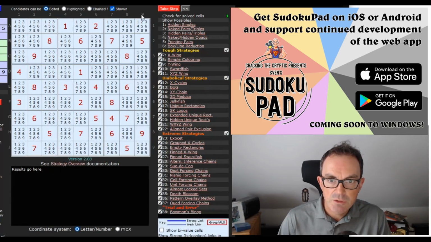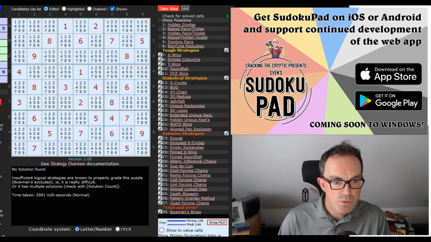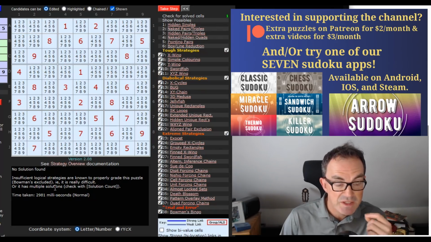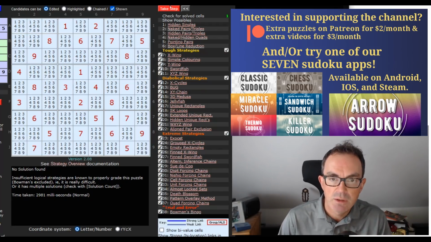I have to click grader, I'm told, so I'm going to do that now. And we shall see... no solution is found. I don't know what that means. That might mean I've put it into the solver incorrectly. Let me just read what this says. Insufficient logical strategies are known to properly grade this puzzle. Bowman's excluded. Bowman's bingo, which I think is basically computer speak for guessing, i.e. it is really difficult, or it has multiple solutions. Check with solution count. Right, okay, that's what I should do.